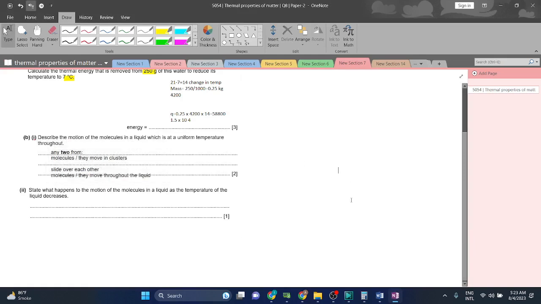Okay? State what happens to the motion of the molecules in a liquid as the temperature of the liquid decreases. So in a situation where the temperature was previously 20 degrees Celsius and now it is 10 degrees Celsius, right? If you have come to 10 degrees Celsius, what will happen is, the energy mainly influences the speed of the particle. If we translate this energy, that would be kinetic energy specifically.